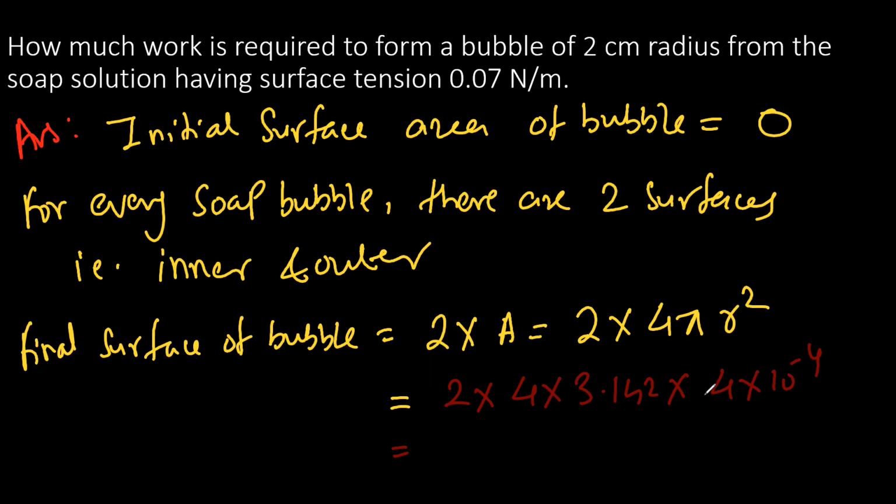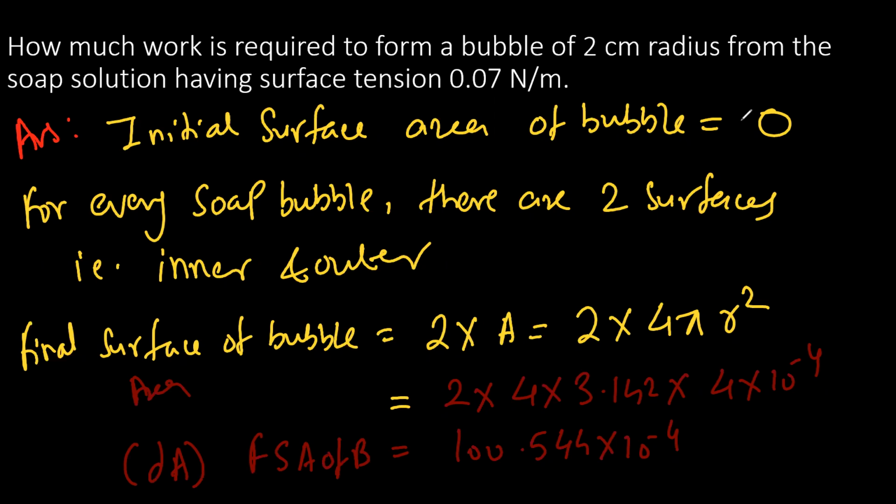Okay, so if you multiply here, 4 into 4 is 16, 16 into 2 and then 3.1. If you multiply all the things, the answer जो आने वाला है is 100.544 into 10 raised to minus 4. This is your actual area, the final surface area of the bubble. So we can say it as dA, because the initial surface area is 0.